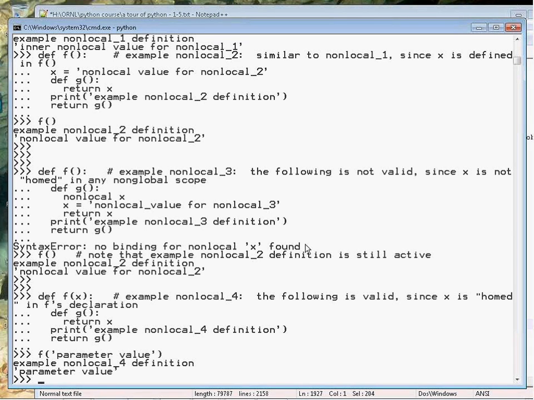Again, the point is with the non-local, to work with the non-local, you have to home the non-local somehow before you declare it. You have to statically home it, so Python knows where to home it.